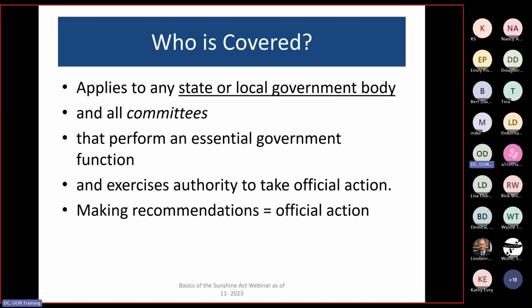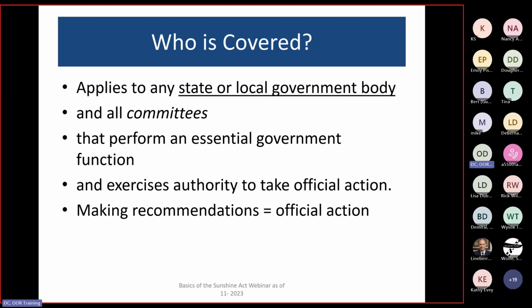But then we come into this term "and all committees," okay, specifically taken out of the Sunshine Act. But this question comes up a lot. Is our committee subject to the provisions of the Sunshine Act? There's a lot of misunderstanding about this, so let's try and shed some light. First, I'm going to go through what the law itself says.